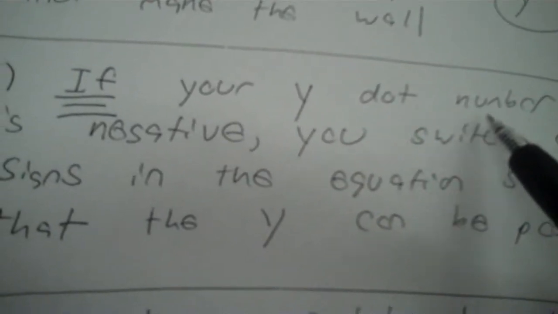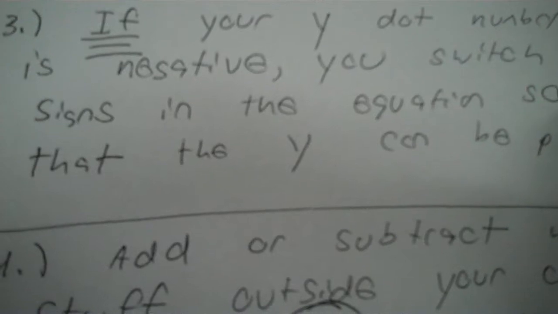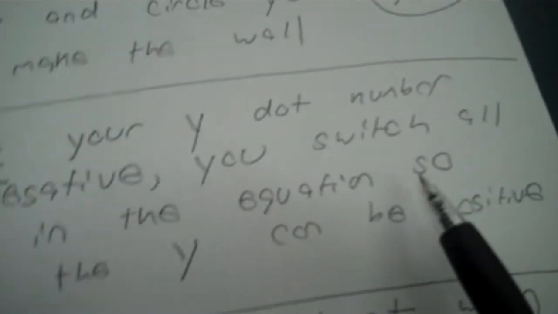If your y dot number is negative, you switch all signs in the equation so that the y can be positive. Here's what I mean by that. This dot number on the y we don't want to be negative, for reasons I will explain later, but we don't want that to be a negative. Well, it's a negative. So what do we do about it?